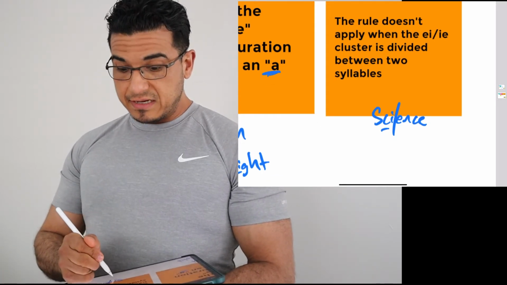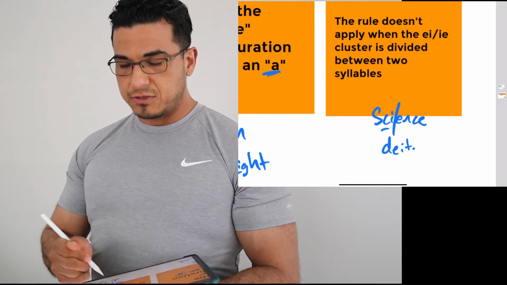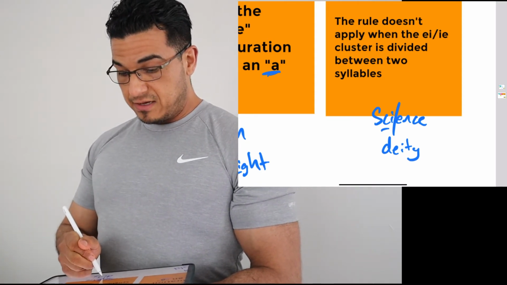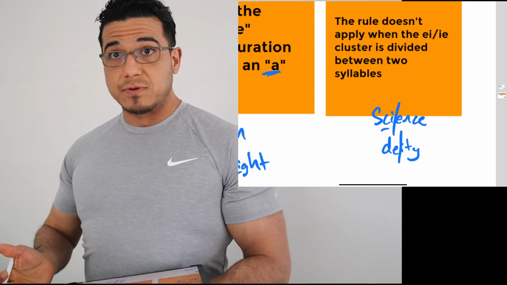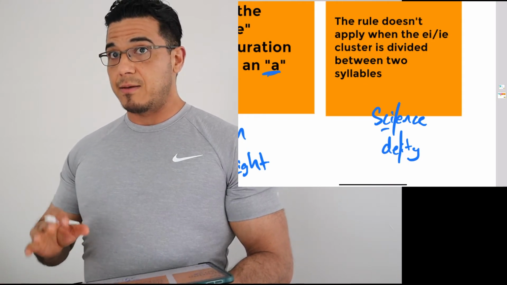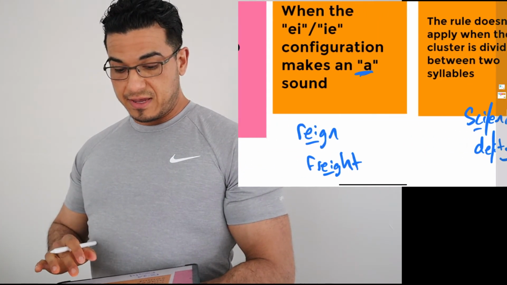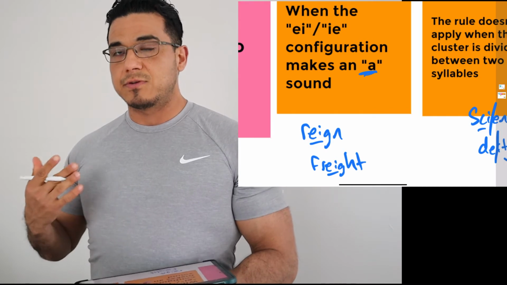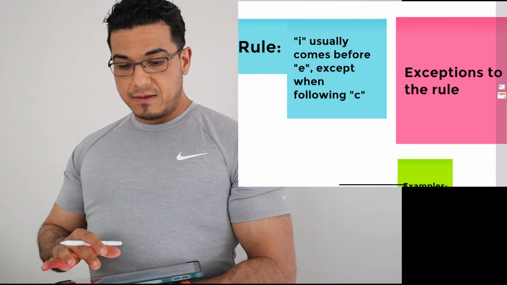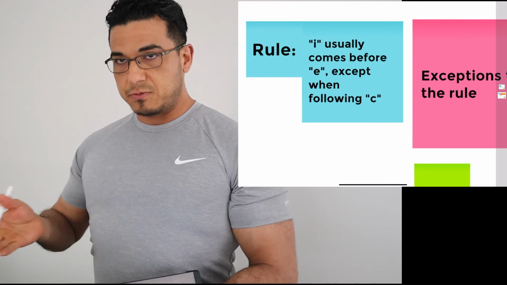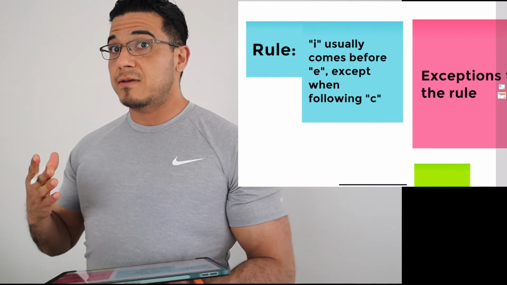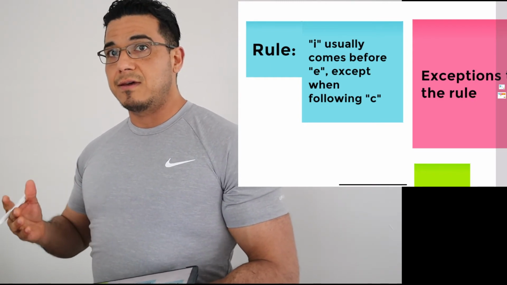Another example would be deity, which is a word to describe a god or a higher being that people would worship. Here, again, they're divided between two syllables. Anytime that's the case, the rule does not apply for I before E except after C, or again, if either configuration produces the A sound. However, broadly speaking, almost always, exceptions aside, you will put the I before the letter E, except when following the letter C, in which case it would be EI.